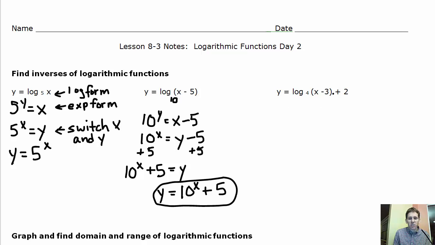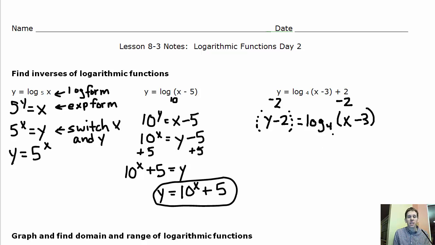Before I can write this equation in exponential form, I need to move this plus 2 away. So I'm going to have y minus 2. If you want to put that in parentheses, you can, or you can kind of think about it as being in parentheses, equals log base 4 x minus 3.